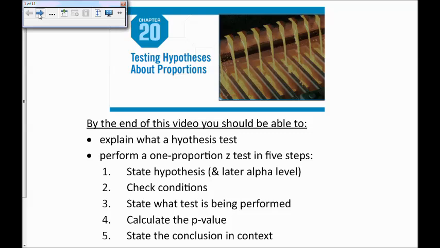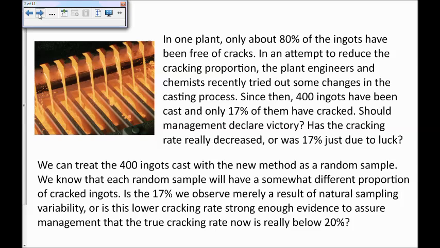First, you will state the hypothesis, and later on, not in this chapter, but later on, we'll talk about the alpha level. That'll also be in that first step. You will need to check conditions, state what test is being performed, calculate the p-value, and state the conclusion in context. So let me give you a context.